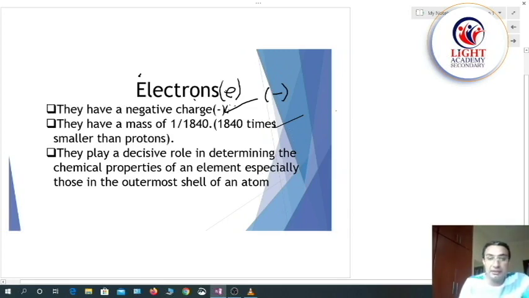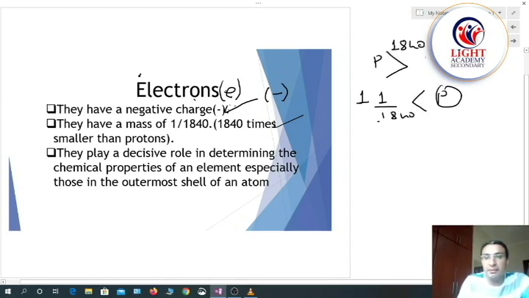1/1840. It means that one electron is 1/1840 times smaller than a proton, or one proton is 1,840 times heavier than an electron, okay, like almost 2000 times a proton is heavier than an electron. So they are very, very light. Electrons are very, very light as compared to protons and neutrons.